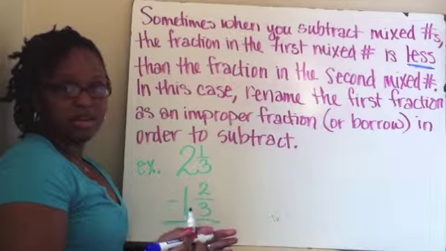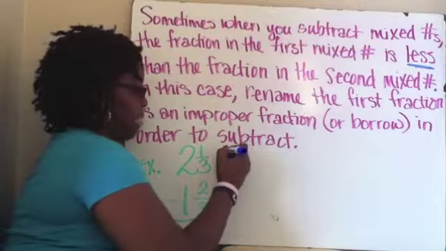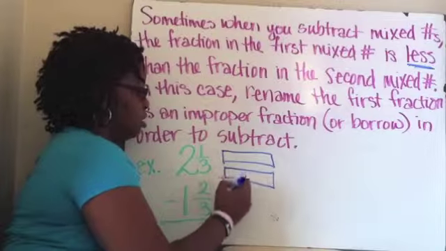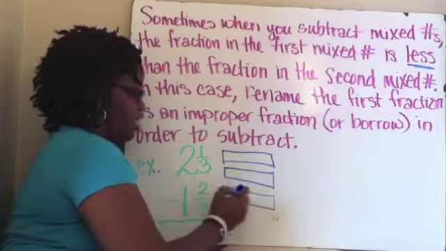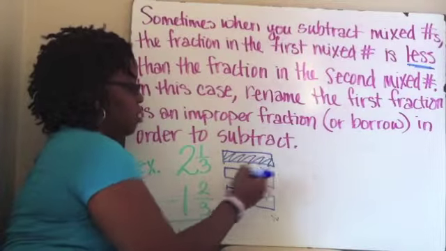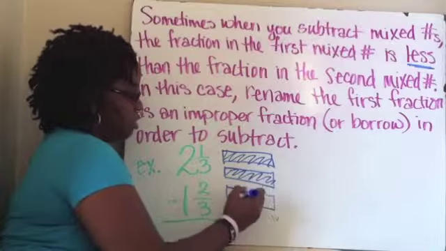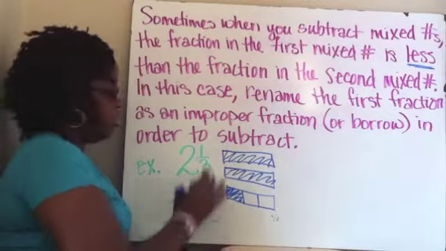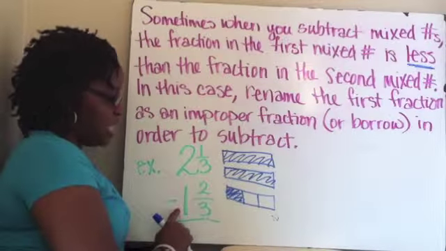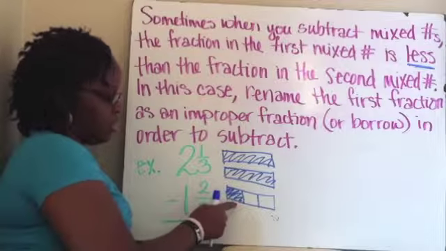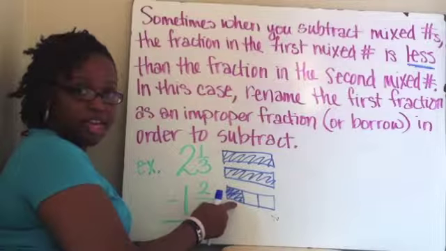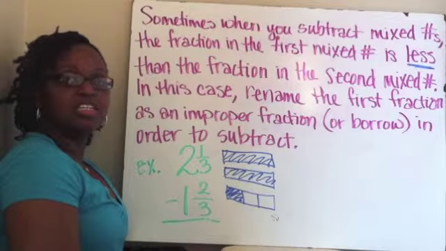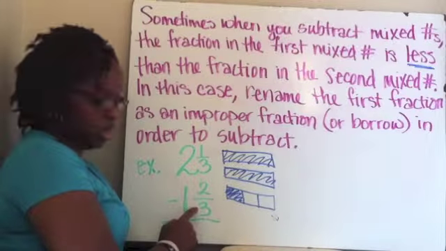Okay, so just to make this a little bit easier to understand, I'm going to draw a model of that. Okay, so we have 2 wholes and 1/3. So here's 1 whole, 2 wholes, and then this one I'm going to split into 3 pieces, but we only have 1/3 of that. So here's 2 and 1/3. I need to take away 1 and 2/3. Well, I only have 1/3 here, okay? And so some way we need to borrow or rename as an improper fraction in order to be able to take away that 2/3, okay?